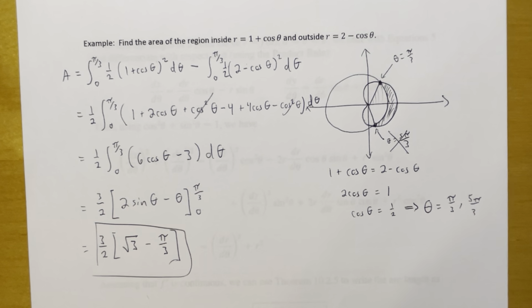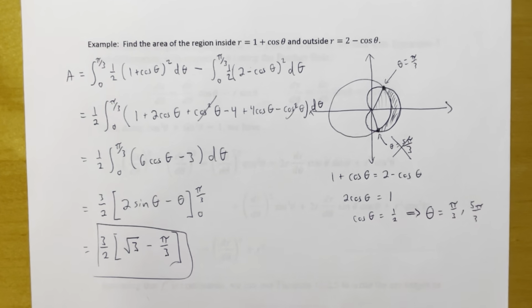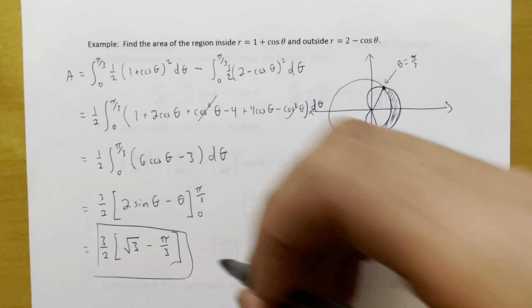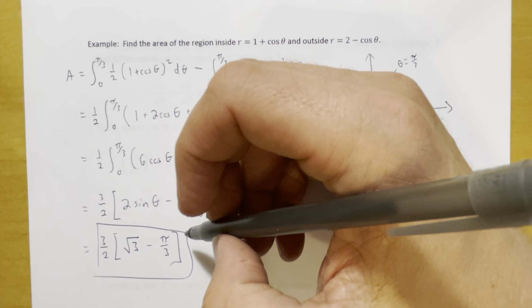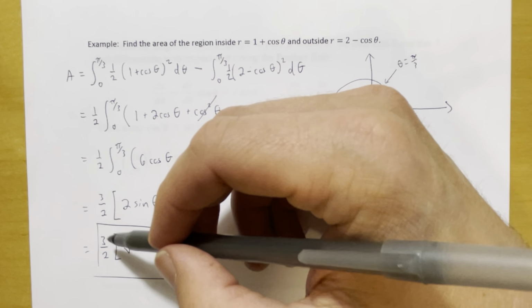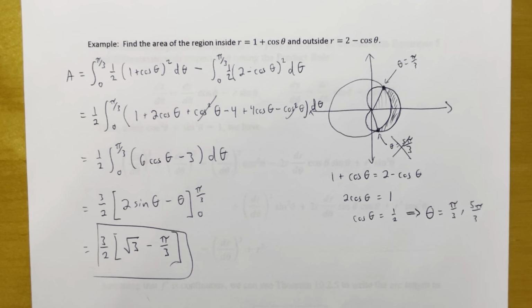If I wanted to, I could distribute some stuff. I'm just realizing now, oh, no, this is fine. So yeah, I can leave my answer in this form, or I can distribute the 3/2 in, or whatever I want to do with that. But that's basically the gist of it.